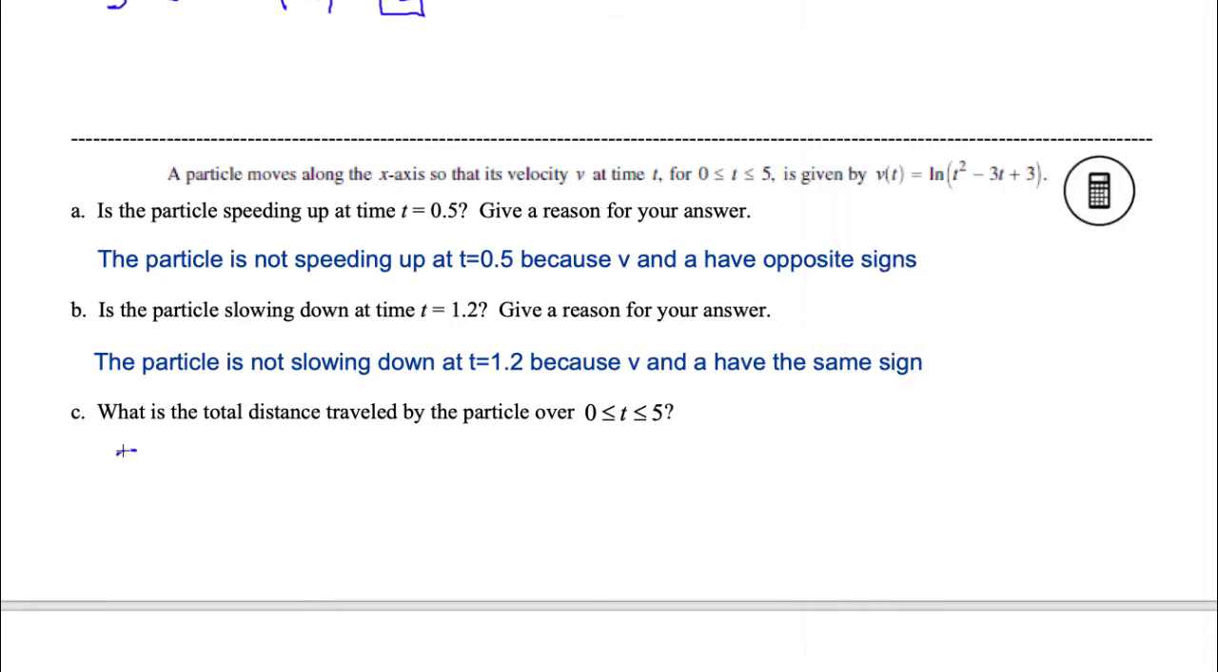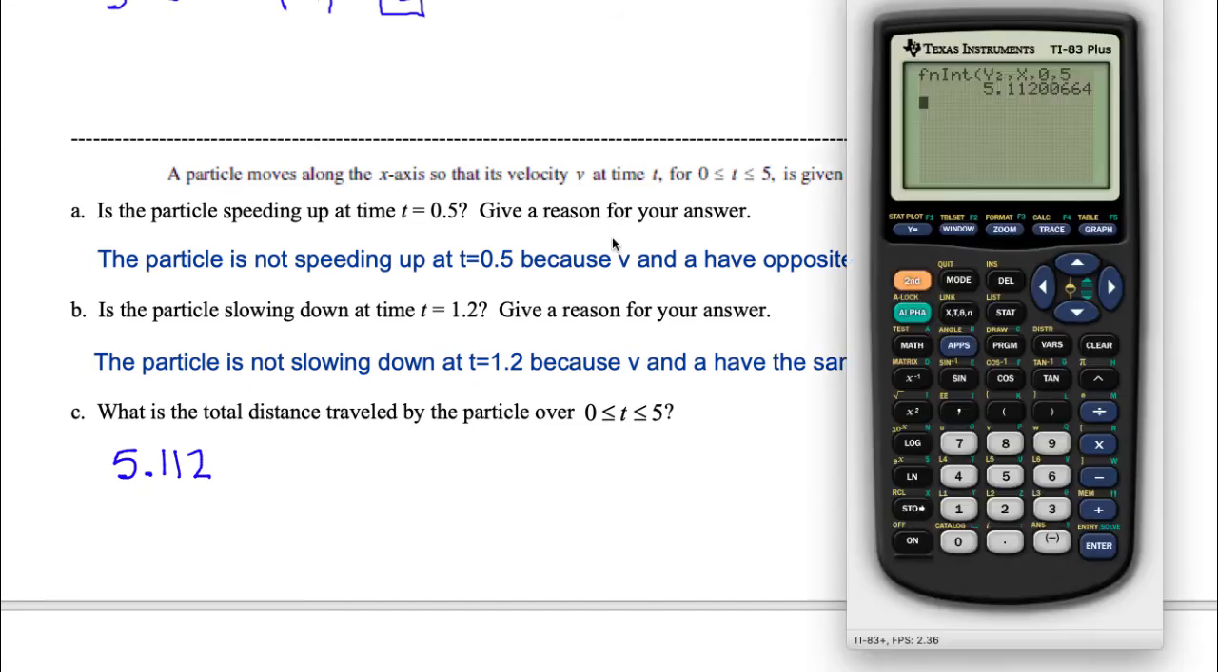5.112. 5.112 and no units. So that's the answer. How do you do that with the graph? Well, I go to zoom 0 and it will only have positive numbers if it will work. You'll see that little bump over here. It is a tiny little bump.